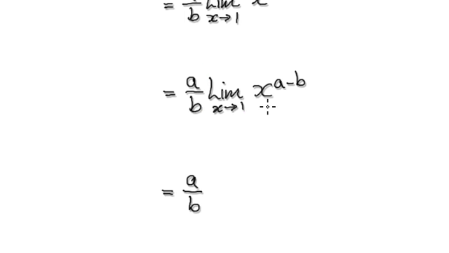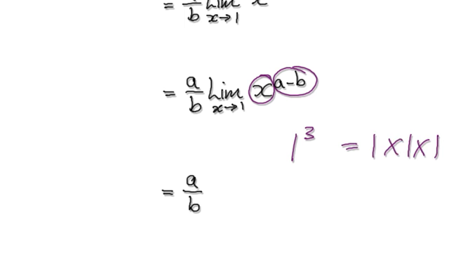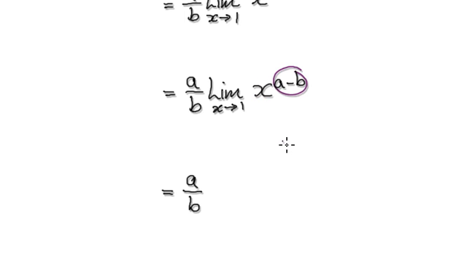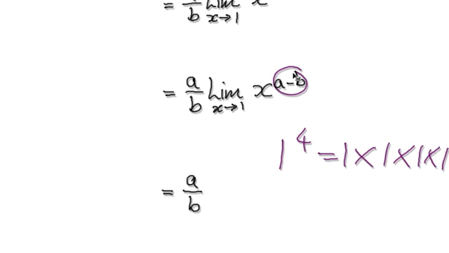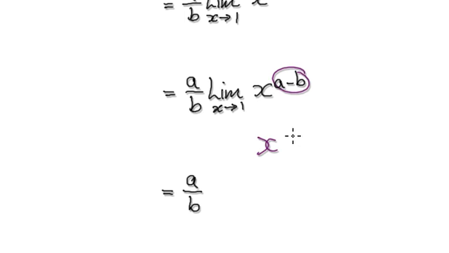Because if you look at this, as x tends to 1, this thing here is going to be 1. Let's just say this here turns out to be the number 3. 1 to the power 3 is 1 times 1 times 1, which is still 1. Let's say a take away b happens to be 4. So you've got 1 to the power 4. That's 1 times 1 times 1 times 1. Let's just say a minus b happens to be 3 over 4.